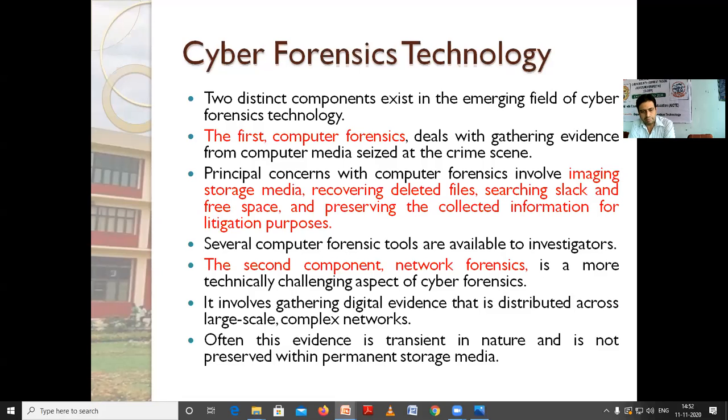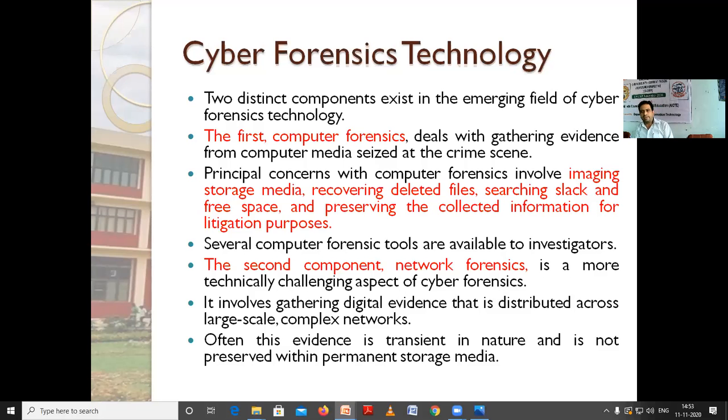The second component, which is comparatively tougher than computer forensics, is network forensics. It has more technical challenges, and it involves gathering digital evidence which is distributed across a large scale or complex network. So often this evidence is transient in nature and is not preserved in permanent storage media.